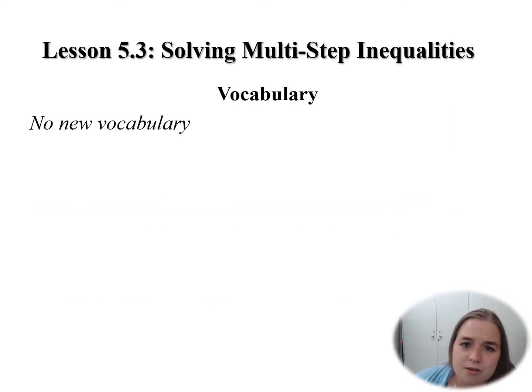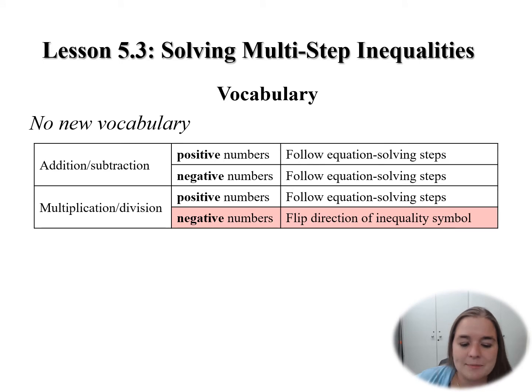So to do that today, there's no new vocabulary terms, but we want to keep thinking about that idea from yesterday: we follow our equation solving skills when we have addition or subtraction of positive and negative numbers. We follow equation solving steps when we're doing multiplication and division of positive numbers, but with a negative number, we have to flip the direction of the inequality symbol.